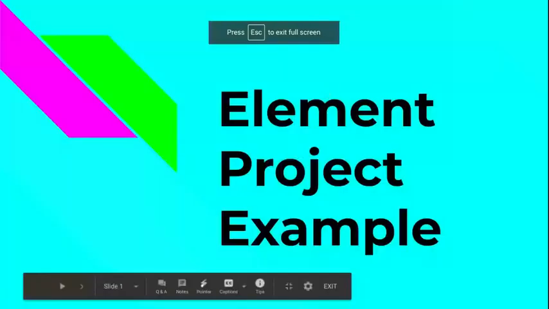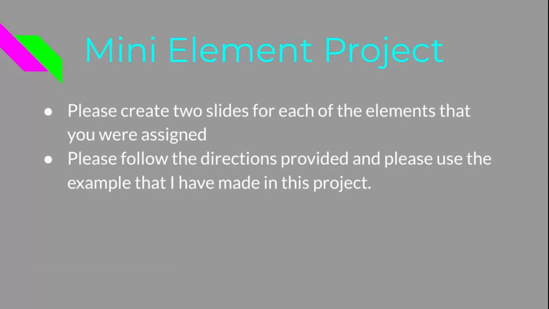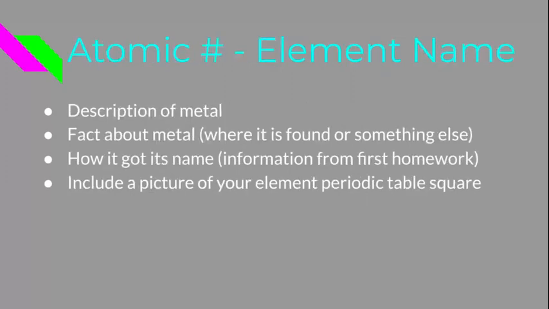So, element project example. Mini element project. Please create 2 slides for each of the elements that you were assigned. Please follow the directions provided and please use the example that I have made in this project. This is just to help you set it up so there's no wondering what I'm supposed to do. You will have 2 slides for each of the 10 elements, and this is how I would like you to have it set up. At the top, I want you to put your atomic number and the element name, and you'll do that on both slides, as you can see here.